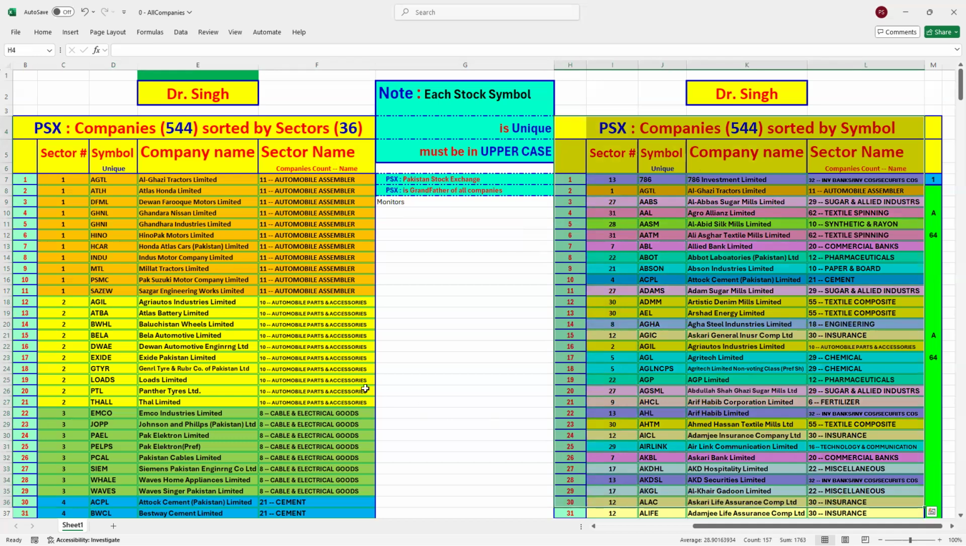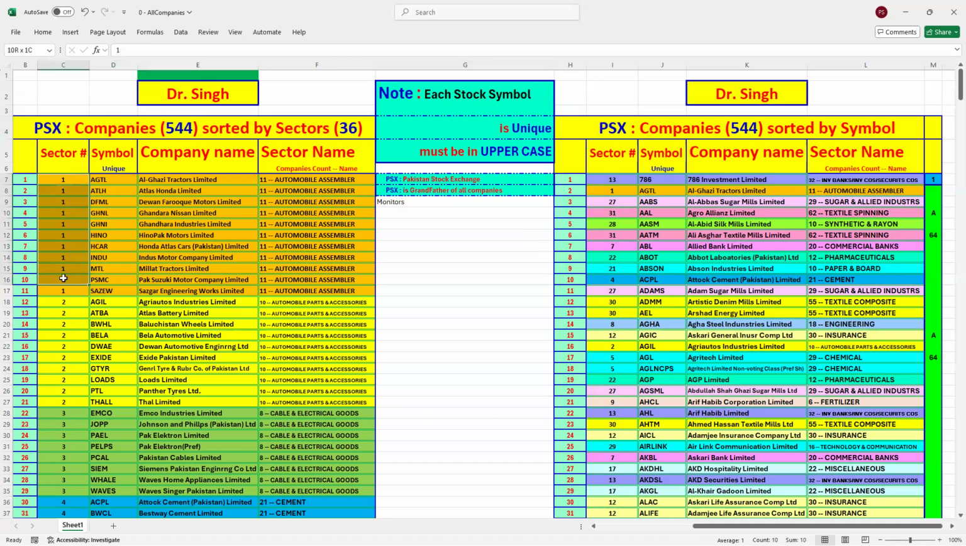The only difference is that on the left side, it is sorted by the sector number. 1 refers to automobile assemblers, and 11 that you see over here refers to how many companies are in that sector. These are the symbols and these are the names of the companies.